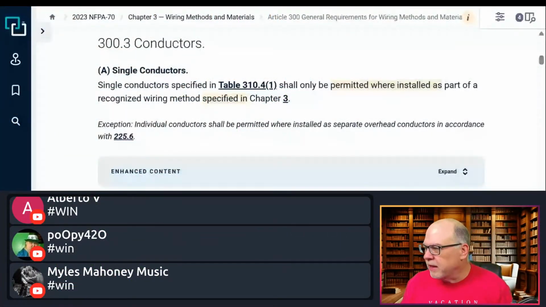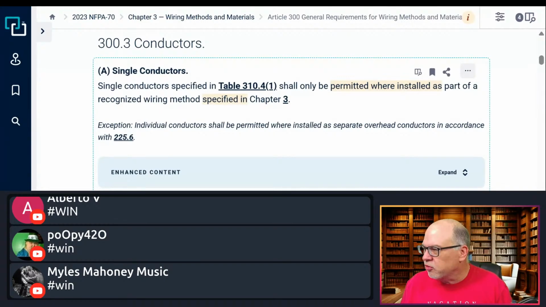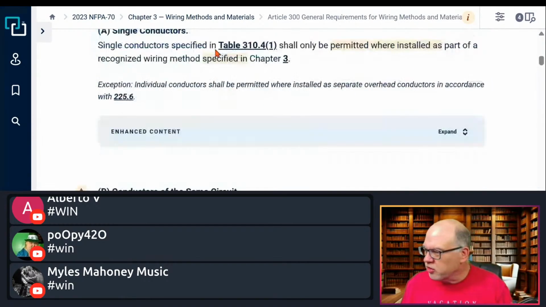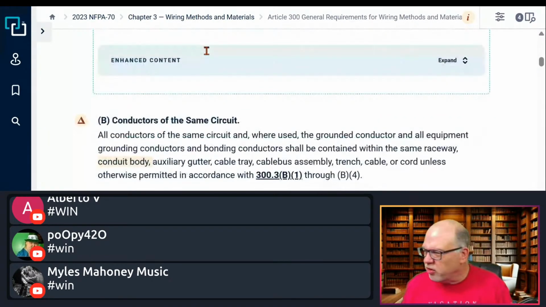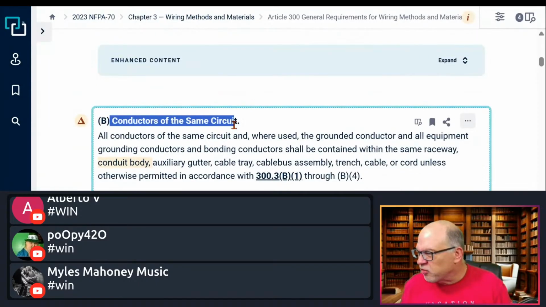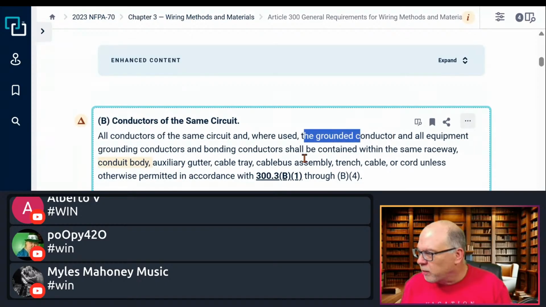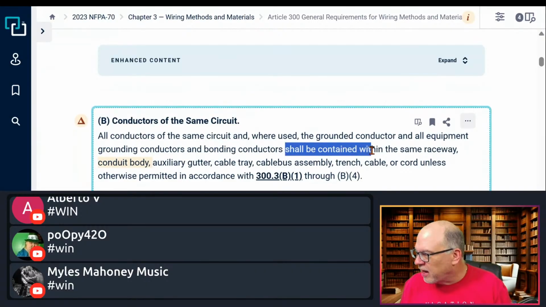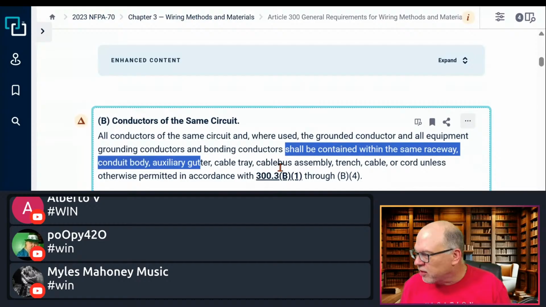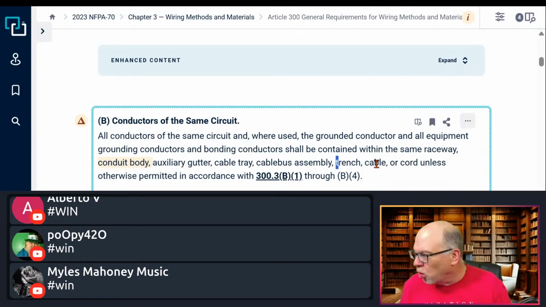Okay, so the only thing else I want to talk about is 300.3 conductors. Again, we're talking multi-wire branch circuits. Here it says conductors of the same circuit. All conductors of the same circuit and, where used, the grounding conductor and all equipment grounding conductors and bonding conductors shall be contained in the same raceway, conduit body, auxiliary gutter, cable tray, cable bus, trench, cable, or cord, unless otherwise permitted in accordance with 300.3(B)(1) through (B)(4).